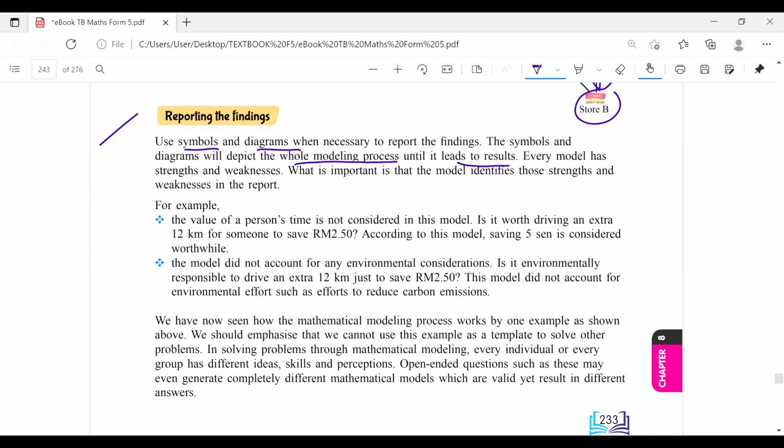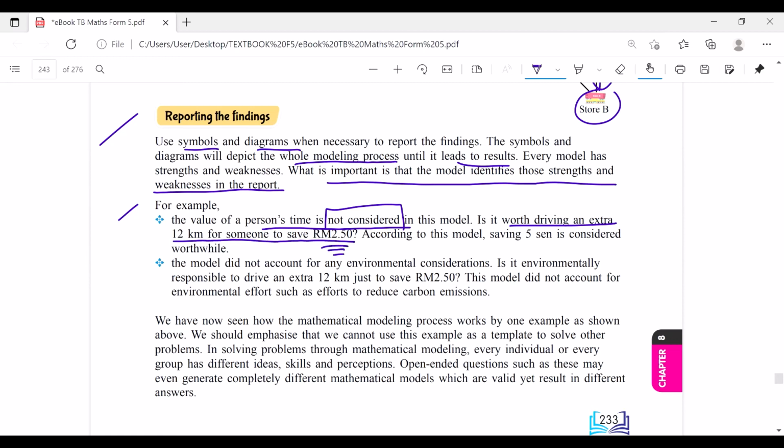Okay, and then what is important is that the model identifies its strengths and weaknesses in this report. For example, the value of a person's time is not considered. Is it worth driving 12 kilometers for someone to save 2 ringgit 50? According to this model, saving 5 cents is considered worthwhile. Remember that. Even though you save 5 cents, it's worthwhile. You collect it every day, it'll become a big number.